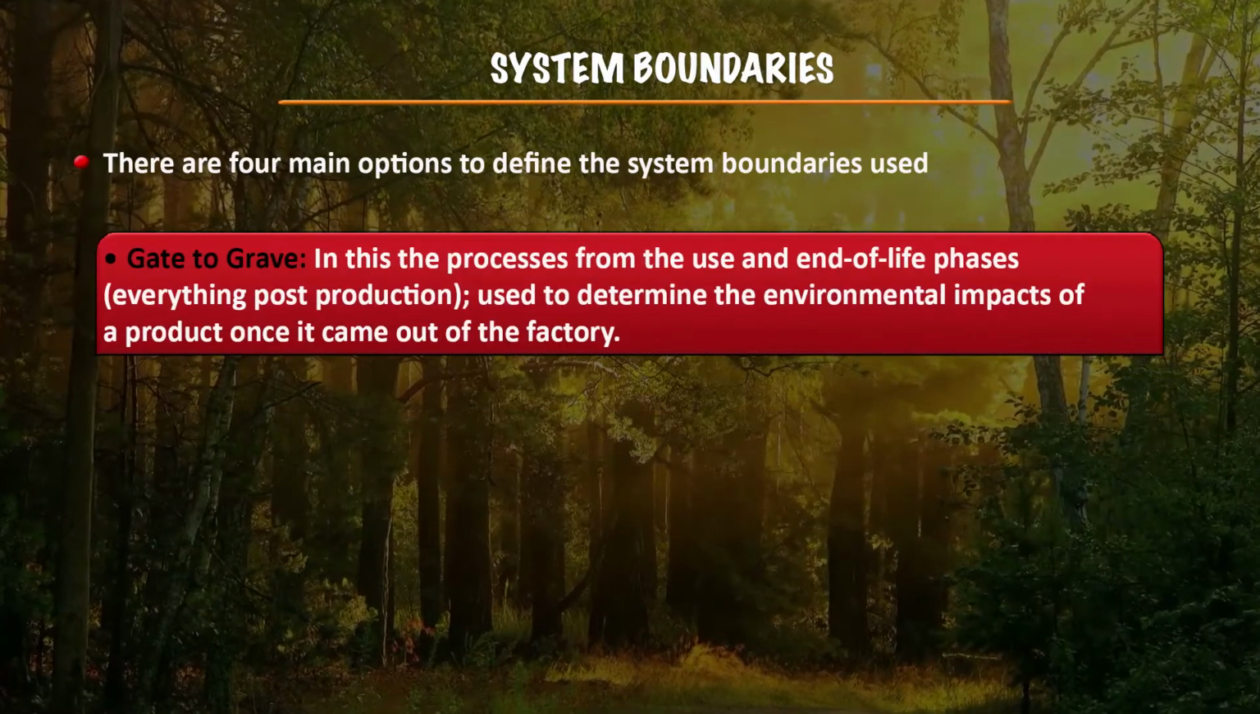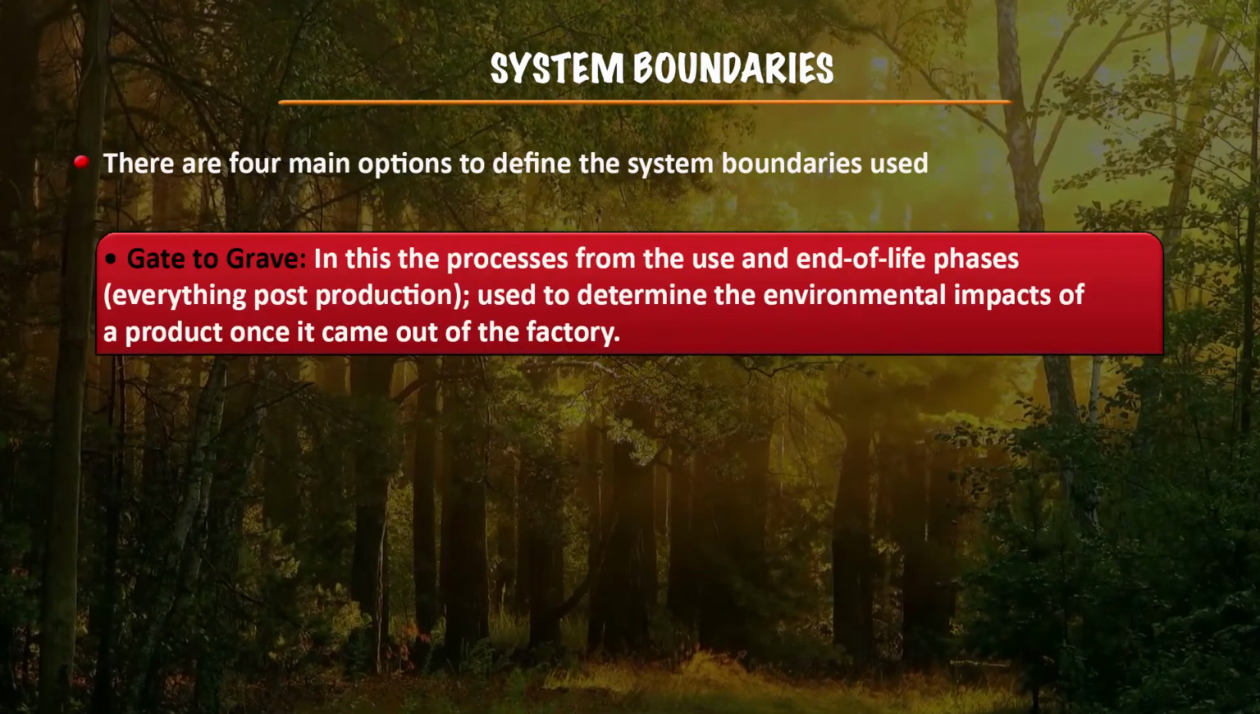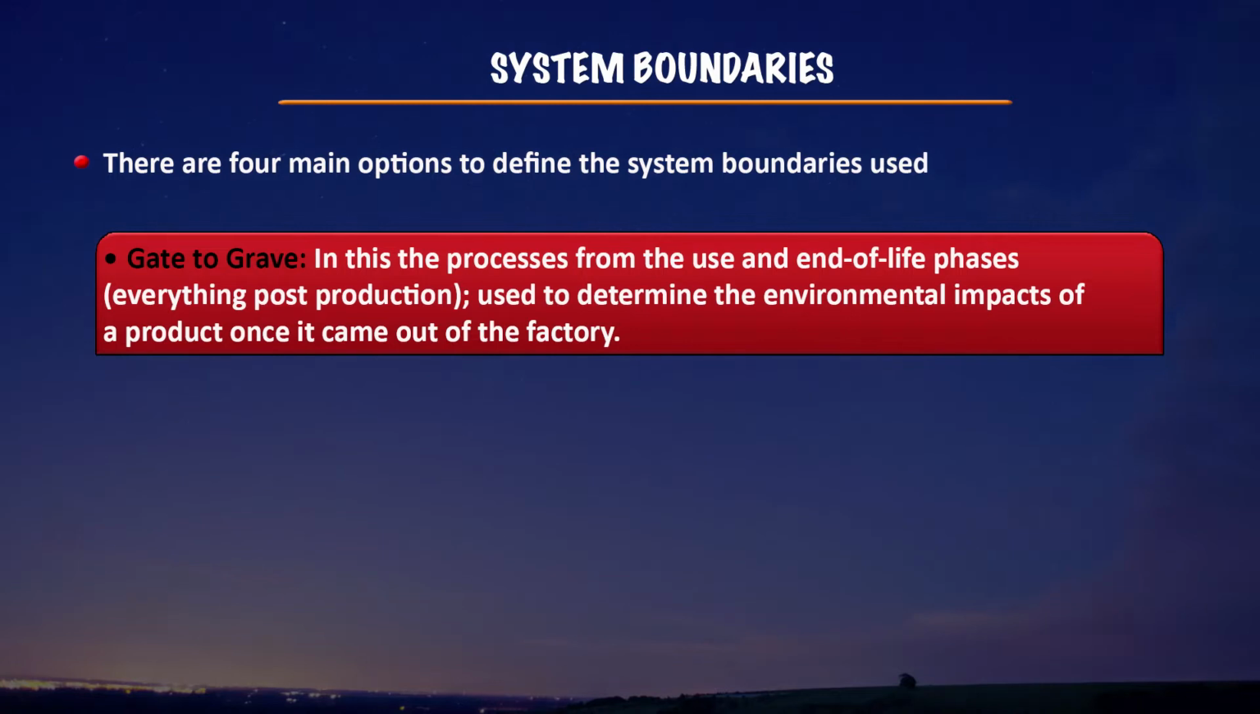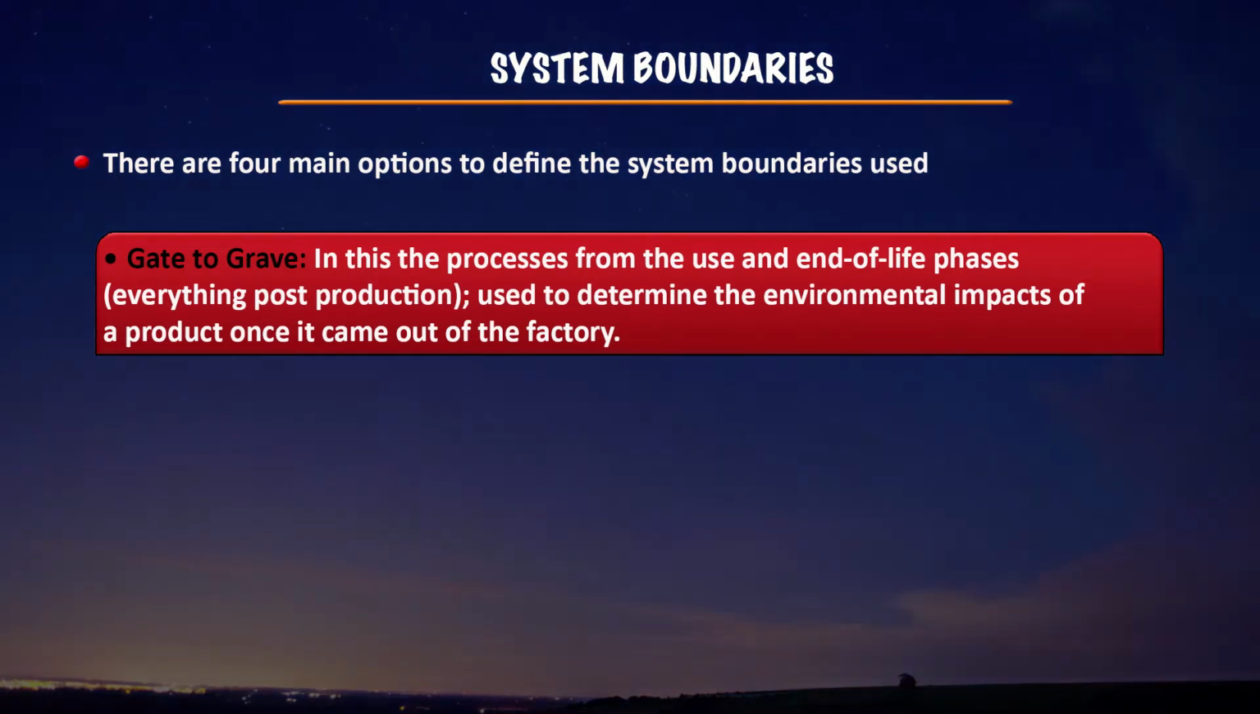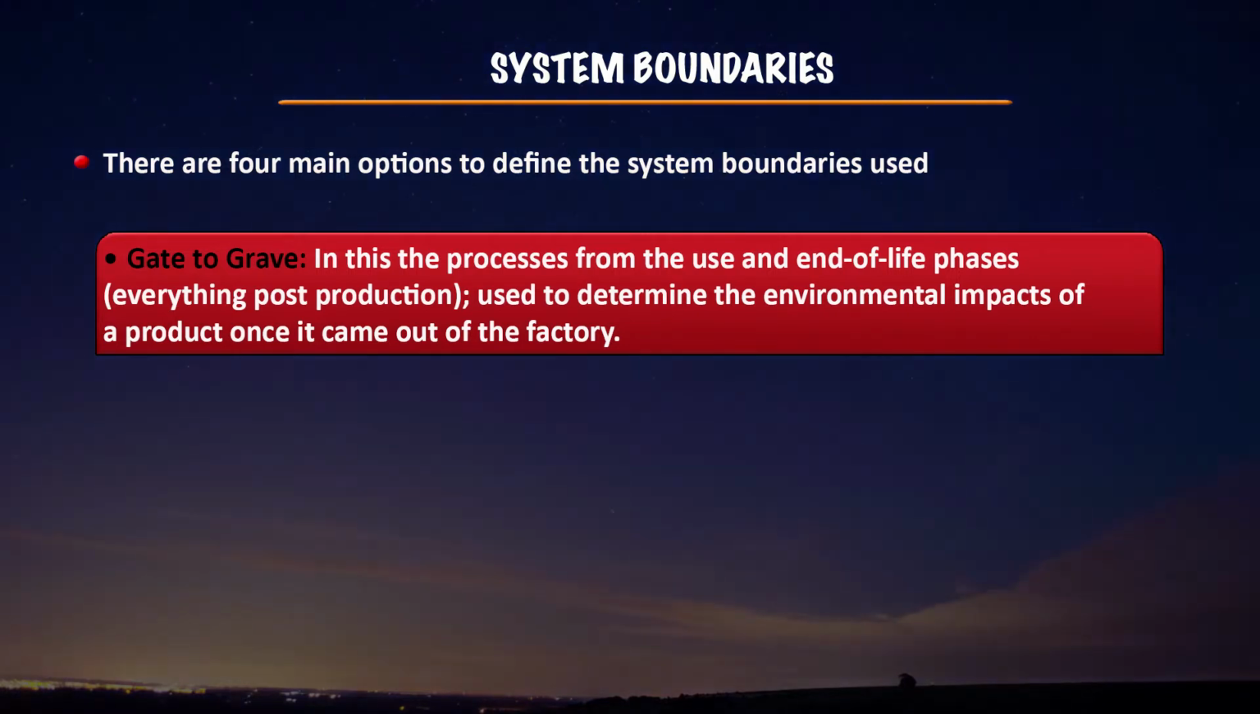And the third option is gate to grave. In this, the use and end-of-life phases, that means everything in the post-production stages, are used to determine the environmental impacts of a product once it has come out of the factory.